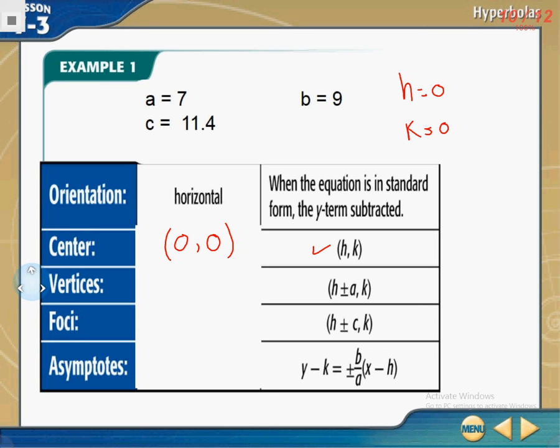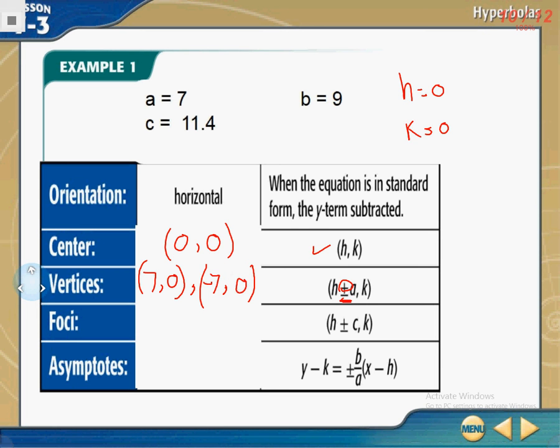The vertices, we have two vertices. One of them with positive or plus, the second one with minus. So H plus A, the first one, H is 0 plus A is 7, with K is 0. This is the first vertex. The second one is H minus A now. H minus A, 0 minus 7, negative 7, with the same K, 0.